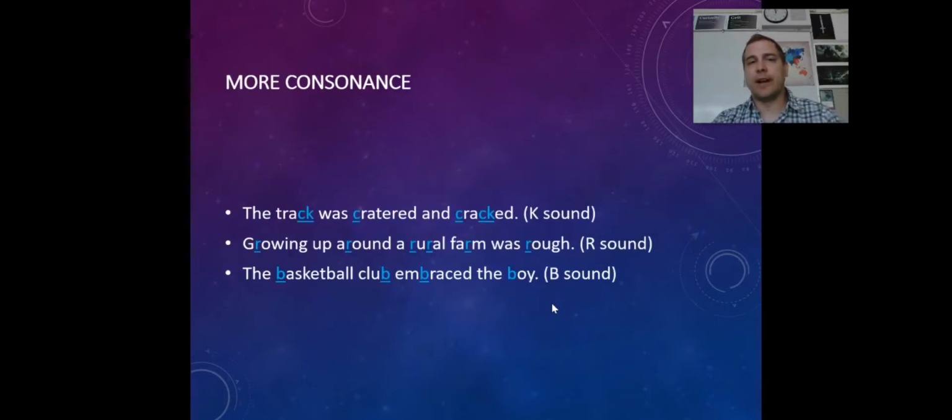And so more consonants, right? And so if I were to say something like the track was cratered and cracked, I have the K sound repeated throughout here. Growing up around a rural farm was rough, right? The R sound is repeated. The basketball club embraced the boy is the B sound. Now you'll notice with the consonants, if it was repeated at the beginning of the word, it would be alliteration, right? And so we have a bit of alliteration here at the cratered and cracked, but you'll notice that it's not just at the beginning of the word. It's in the middle of the word, right? Also. And so that's what makes it consonants.